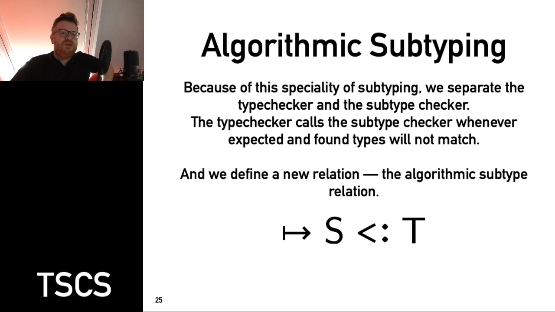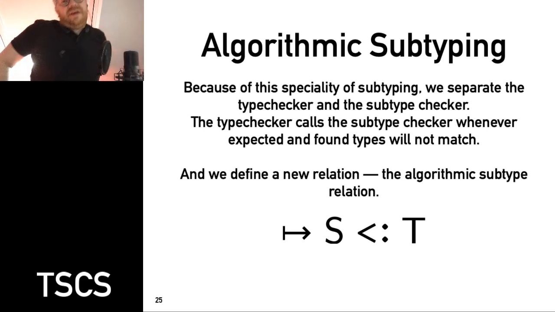Because of this very specialty of subtyping, we now separate the type checker for the general type checking and the subtype checking. And the type checker then calls the subtype checker whenever expected and found types do not match. So let's say you have two types, and the type checker says, okay, they are not equal, they are not the same. So are they at least compatible with subtyping in one way or the other? Then it can call the subtype checker, and the subtype checker tells us, yes, that is the case, or no, that is not the case.